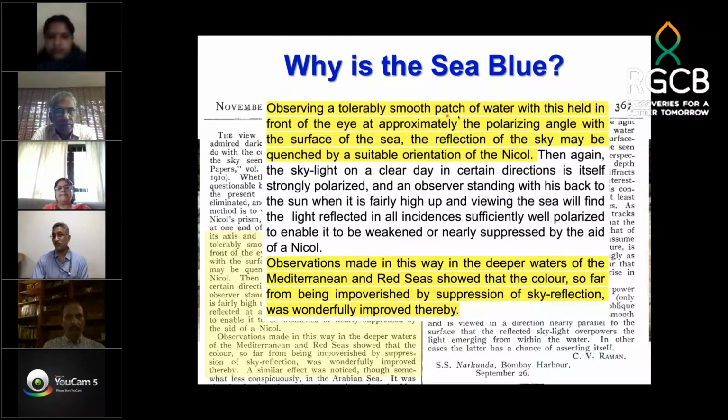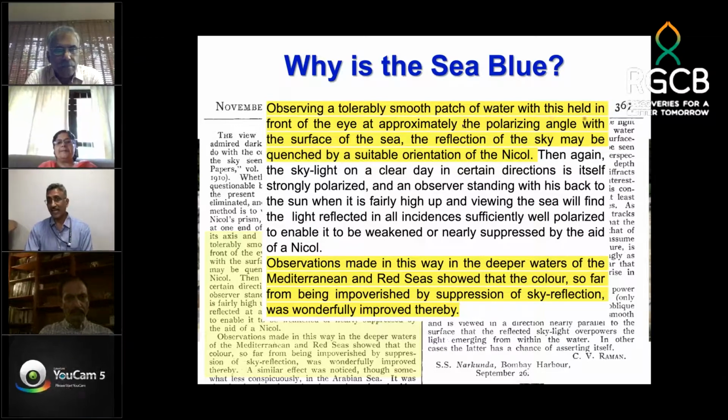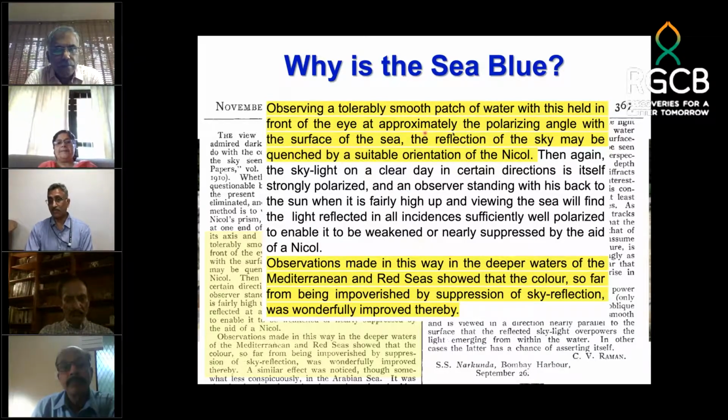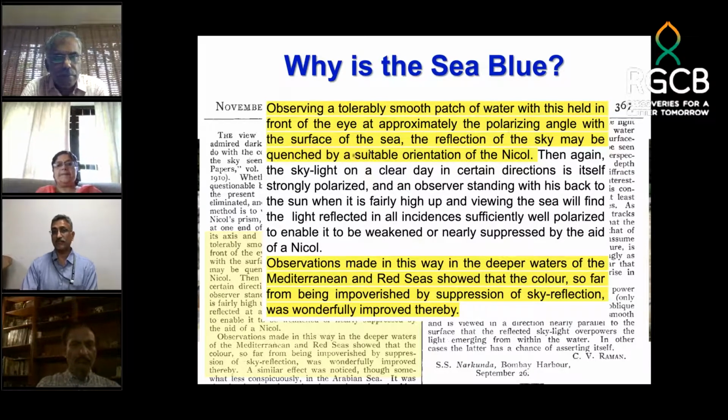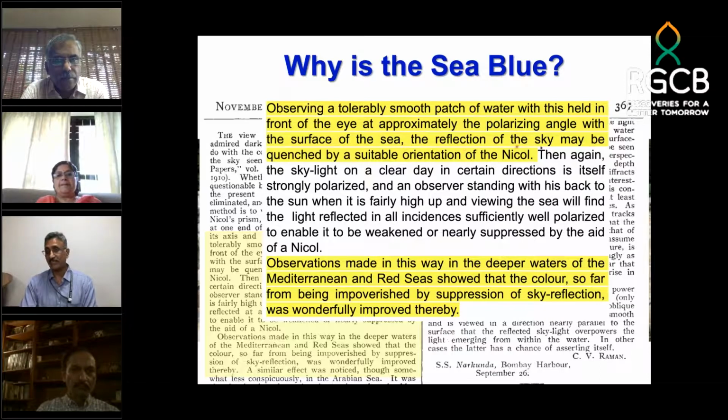Observing a tolerably smooth patch of water with this held in front of the eye at approximately the polarizing angle with the surface of the sea, the reflection of the sky may be quenched by suitable orientation of the nickel prism. So he did this experiment.